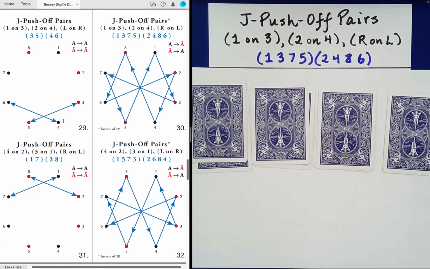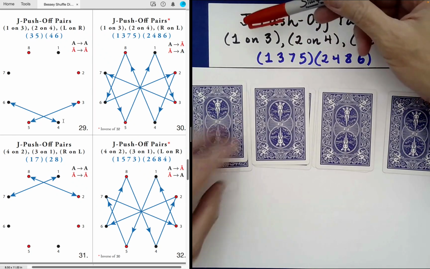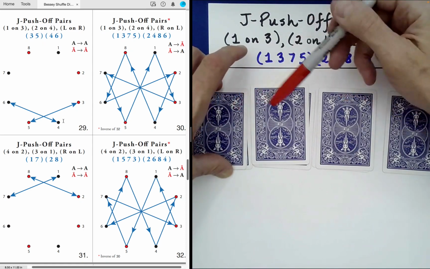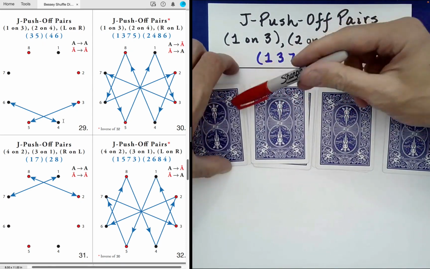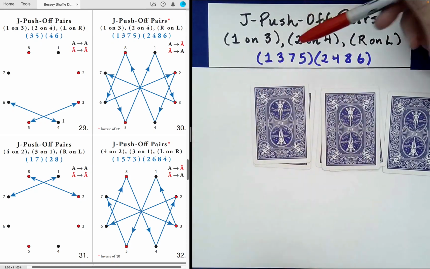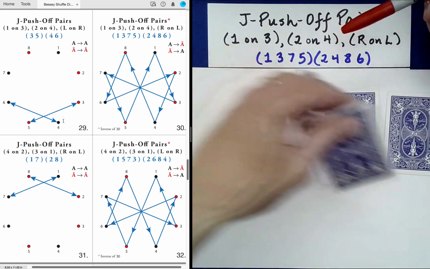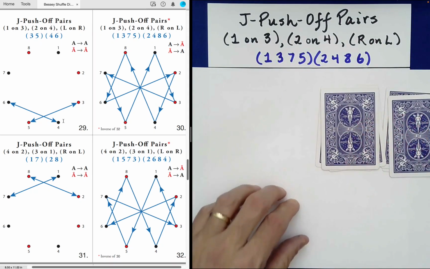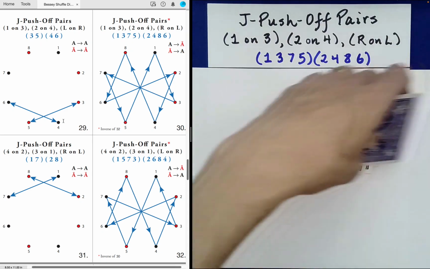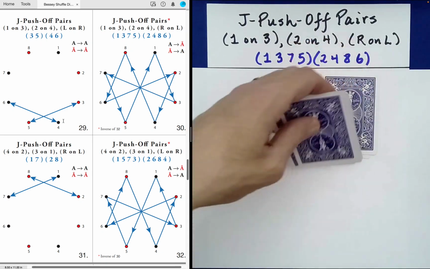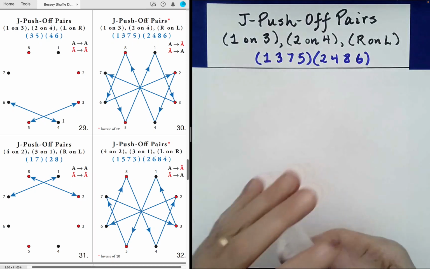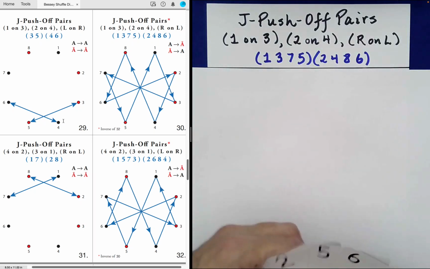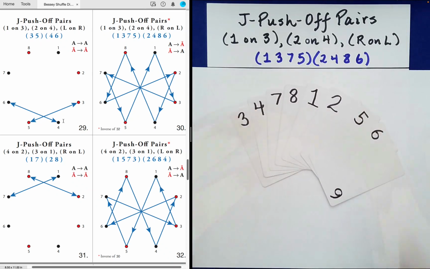Now the stacking is the same as the previous one. It's a leapfrog stacking. So we're going to stack the first pile, so this is pile 1, 2, 3, 4, the first pile on top of the third, the second pile on top of the fourth, and then finally the right hand pile gets stacked on top of the left. So what is the new ordering of this packet after that shuffle has been completed? Well, let's take a peek. The new ordering is 3, 4, 7, 8, 1, 2, 5, 6.